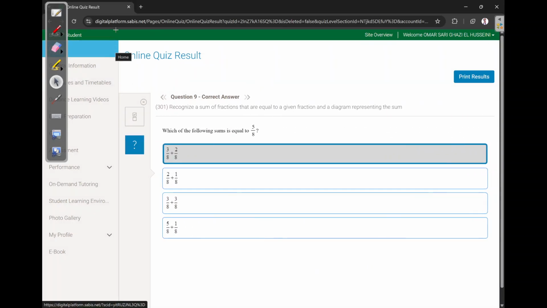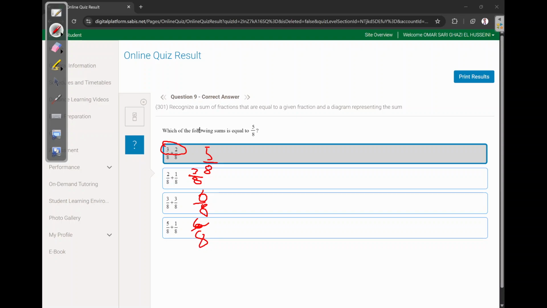Question 9. Which of the following sums is equal to 5 out of 8? 3 plus 2 equals 5, and then it's 8. 3 plus 2 plus 1 equals 3 out of 8. 3 plus 3 equals 6 out of 8. Then 5 plus 1 equals 6 out of 8. He wants 5 out of 8, which is this one.